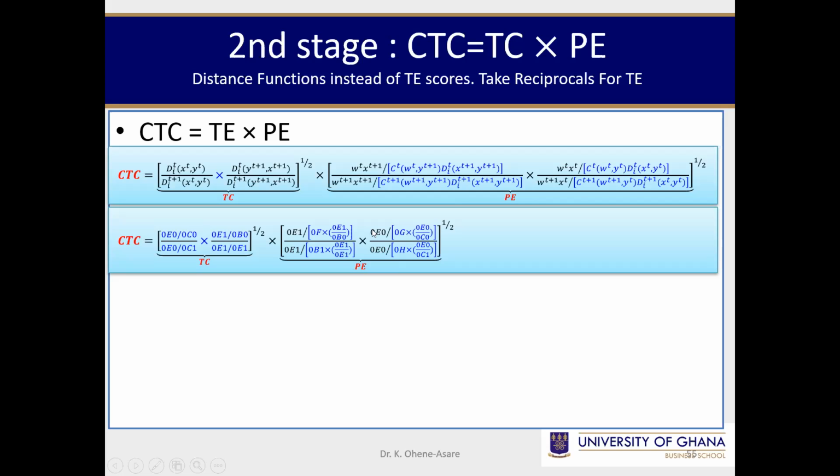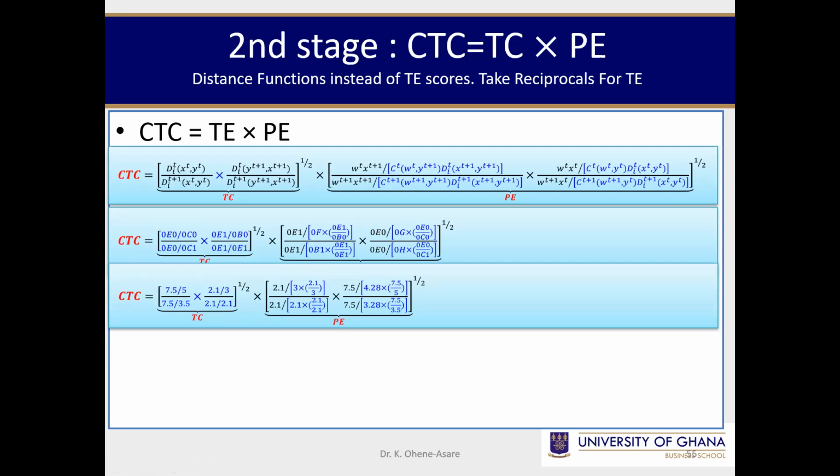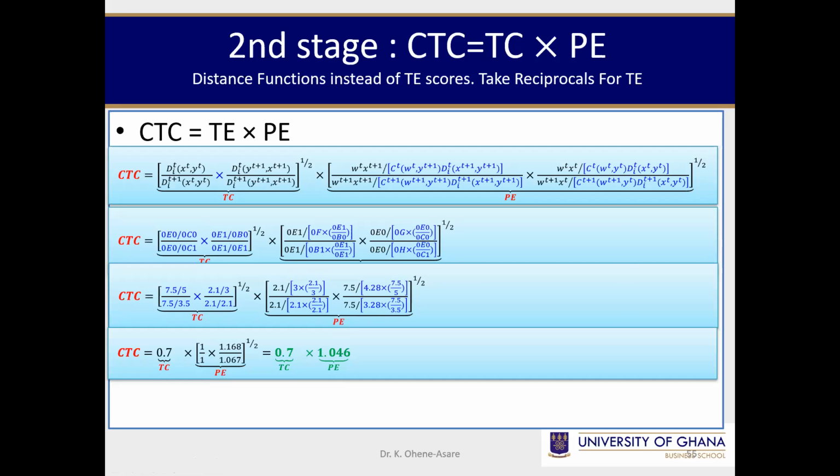And don't forget that in this very instance, there was a division, OE1, OE0, OE1, OE0, before this square bracket. Once you do the number substitution, that will give you the value of the technical change. Do you remember that we had the same technical change when we were calculating the Malmquist technical change? Yes, Doc. The same technical change here. Now, this is a new price effect, which is 1.046.